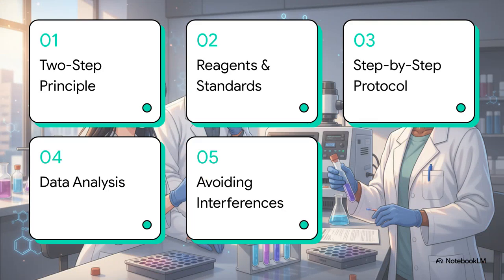Okay, let's just quickly run through our roadmap for this explainer. First, the two-step biochemical principle. Second, reagents and standard curve. Third, the step-by-step lab protocol. Fourth, data analysis and quantification. And finally, number 5, avoiding common interferences.